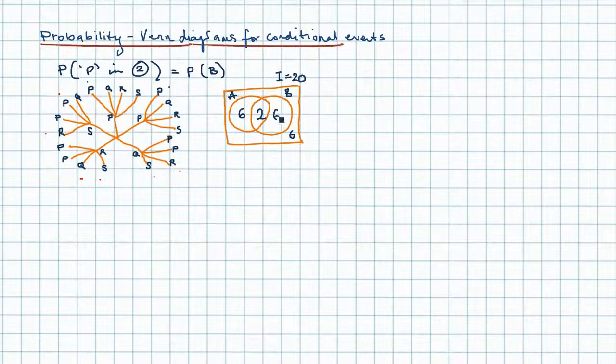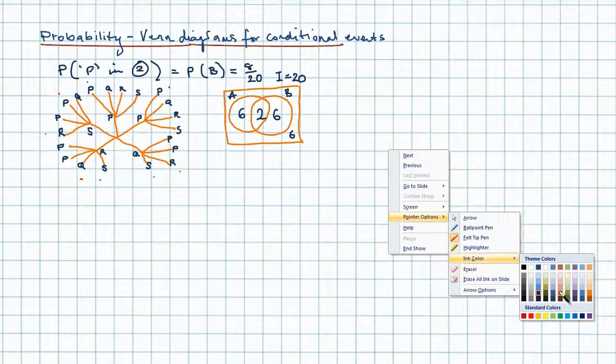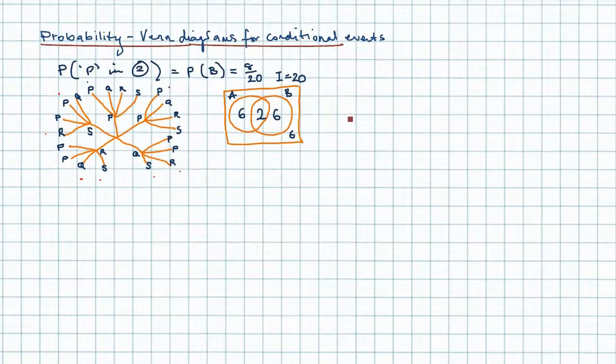So looking at our Venn diagram, the probability of B is 2 add 6, in other words, 8 out of 20. Okay, so just about fit it in here, so I'll put it here, 8 out of 20. So that's our answer for the probability of getting P in the second round. Now, just a reminder of how we did it using a tree diagram, and then we can compare the two methods.